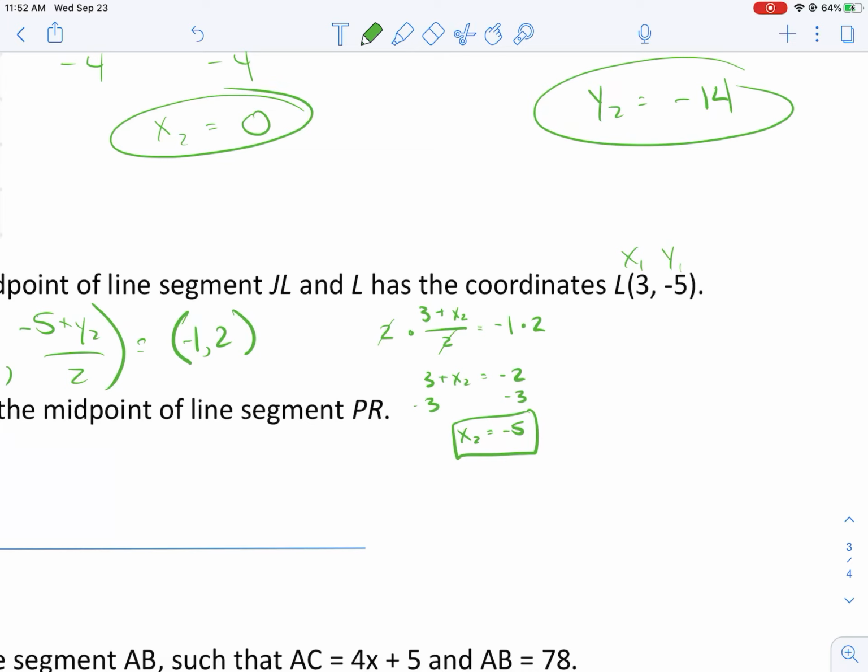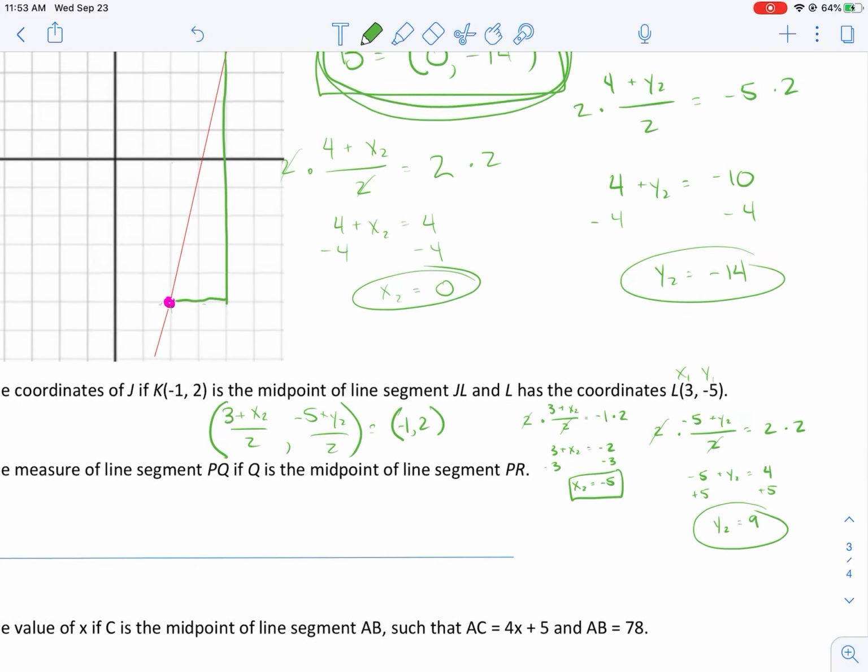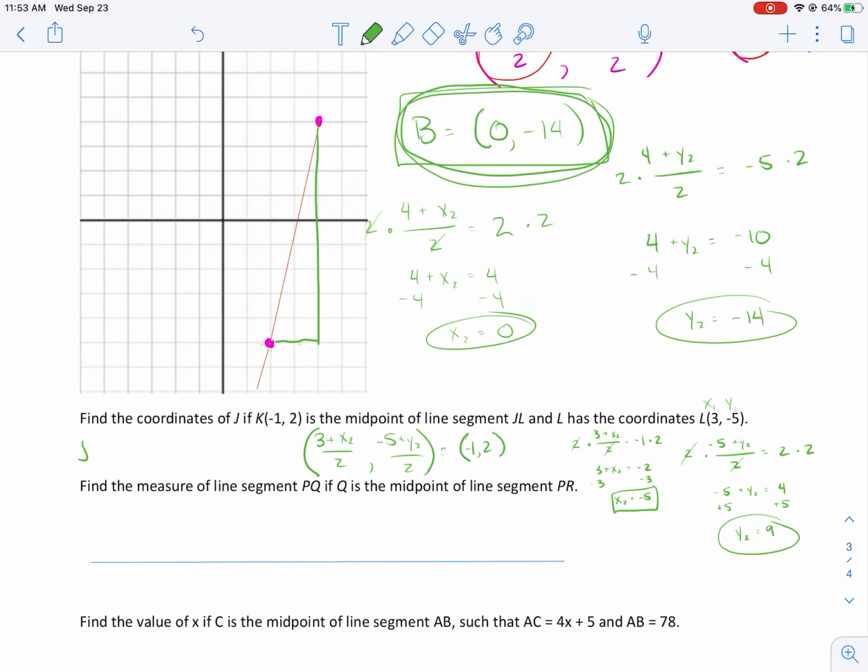Let's try another one, okay? So we're going to go -5 plus y2, sorry, not y squared, y2, divided by 2 is equal to 2. Multiply both sides by 2. Those cancel. We're left with -5 plus y2 is equal to 4. Add 5 to both sides. y2 is equal to 9. So the coordinates, which one am I missing? Find J. So J is equal to the coordinates (-5, 9).